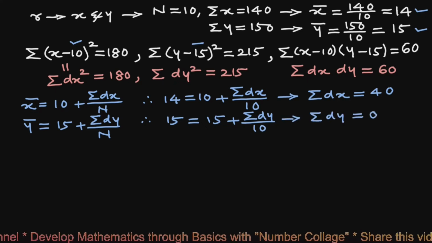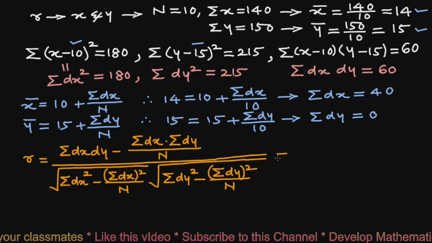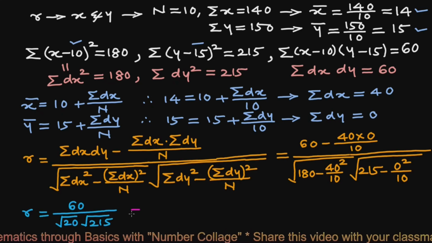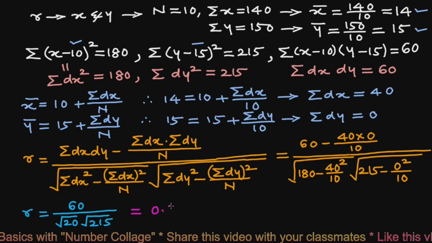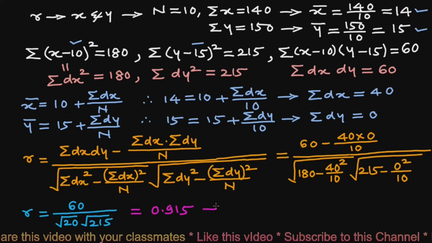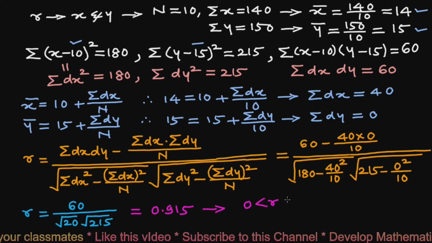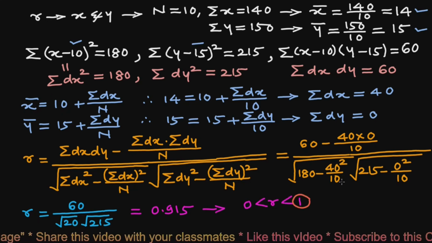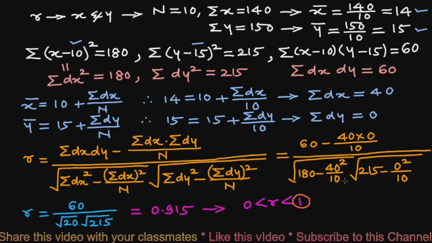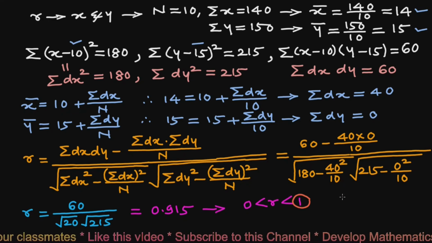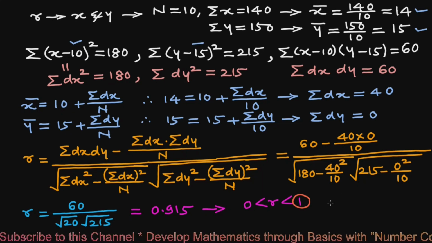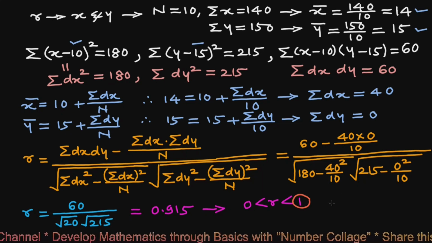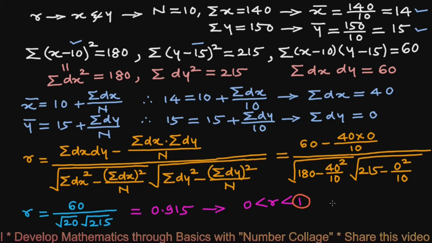Now we write the formula for r. After putting the values, r equals, which finally will be 0.915. Since the value of r is between 0 and 1 and it being near to 1, there is probably a definite relationship between the variables x and y, and the value of one variable can be roughly estimated from a known value of the other variable.